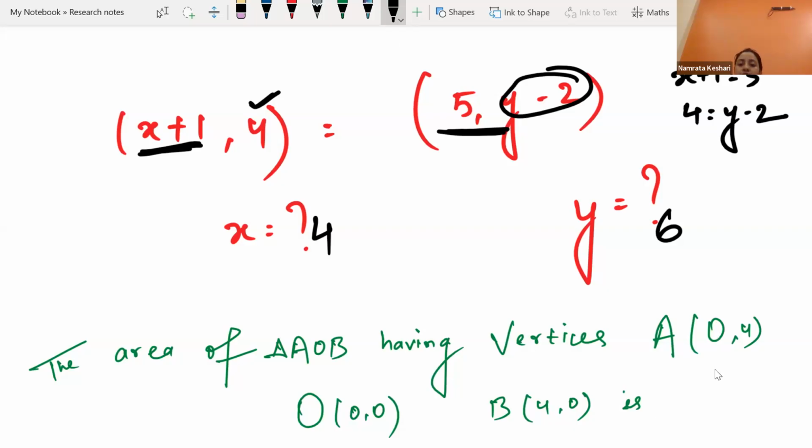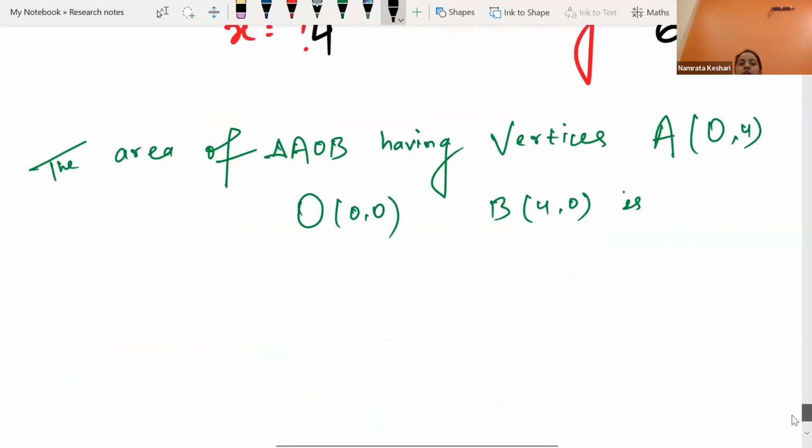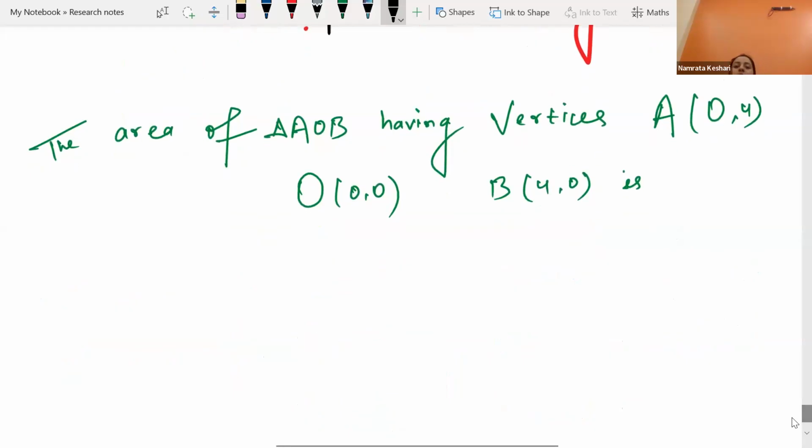Please do this one. We have to find the area of the triangle. Locate the points, join the points, see how exactly your triangle looks, find the area and tell me what the area will be.